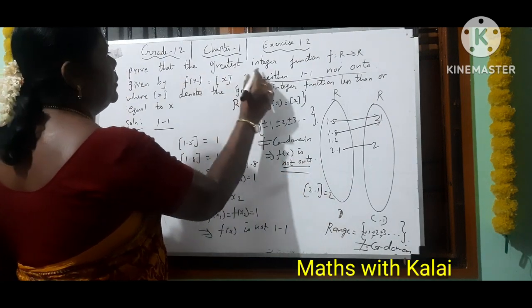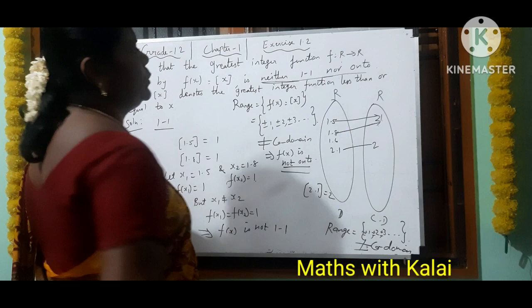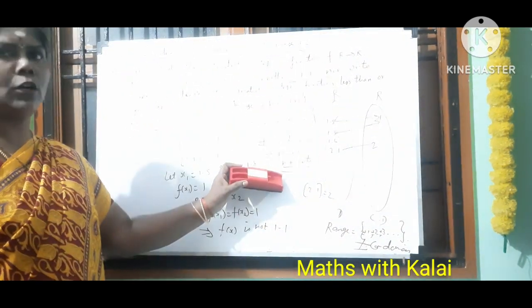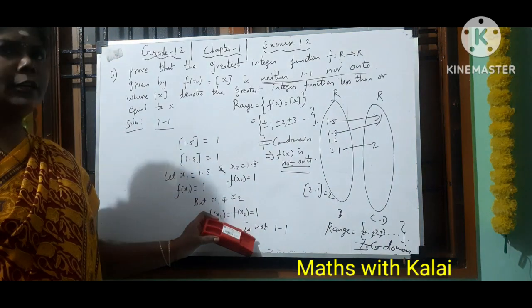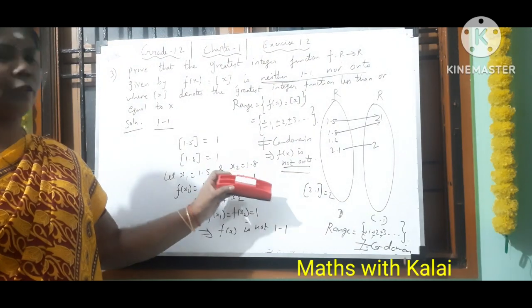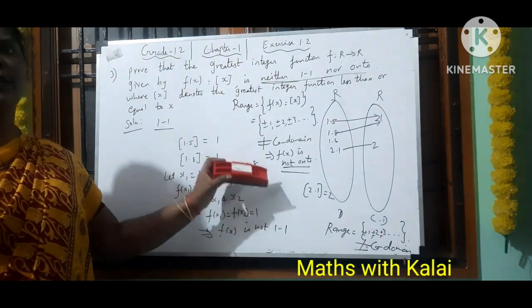So what have they asked? Prove that it is neither 1 to 1 nor onto. We have proved it is not 1 to 1 and also we have proved it is not onto. Another name for 1 to 1 is injective function, and another name for onto is surjective function. It is neither injective nor surjective.